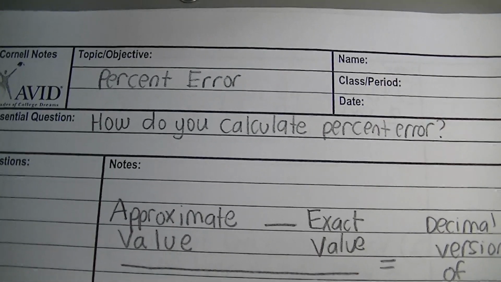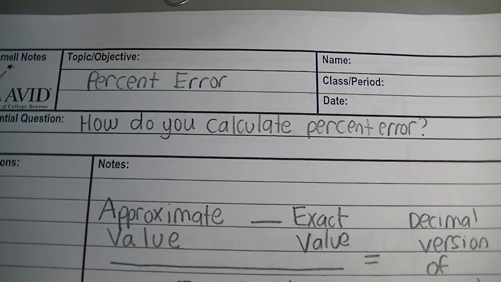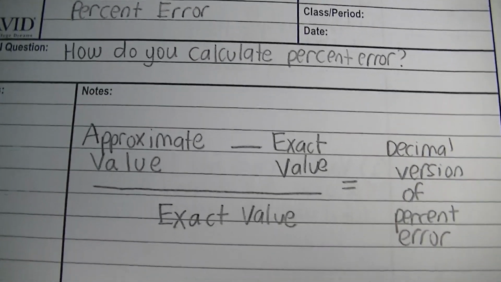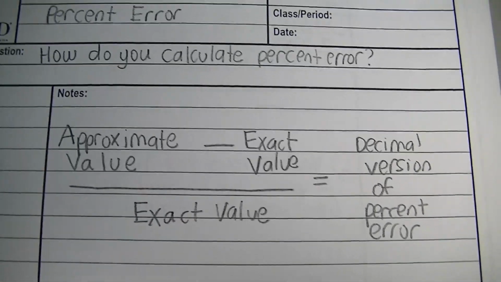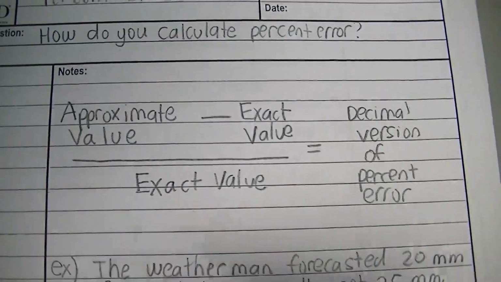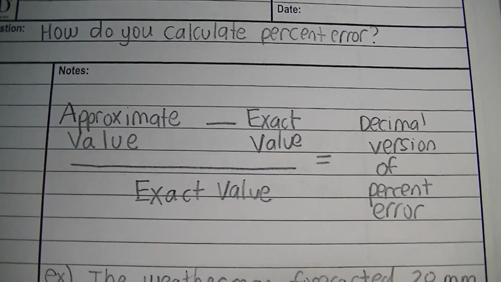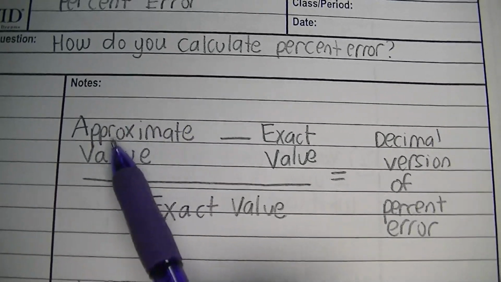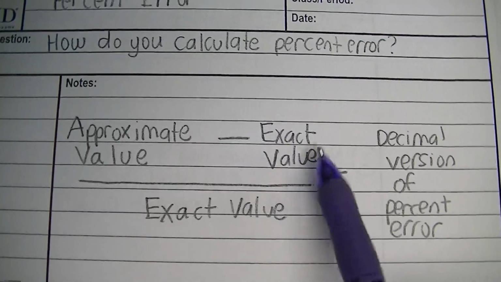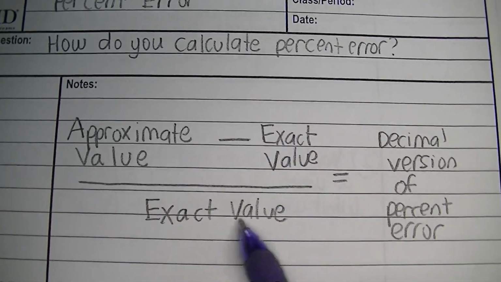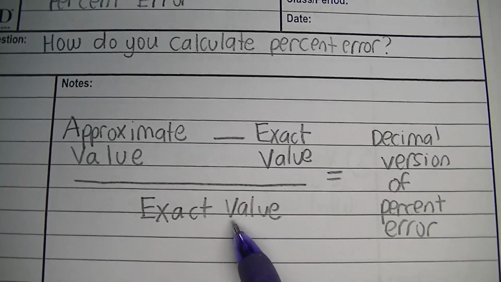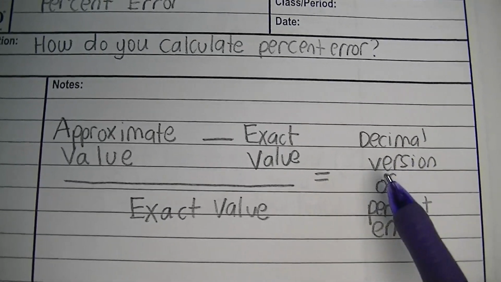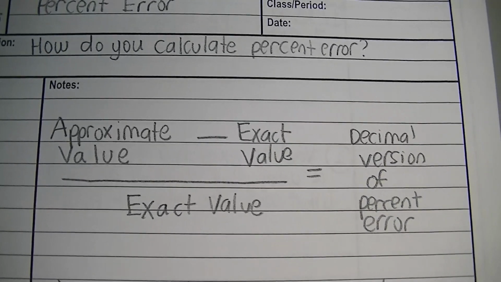These notes cover percent error. The essential question is, how do you calculate percent error? This is part of the 7th grade math standards, and here is the equation in order to calculate the percent error. You would take the approximate value, subtract the exact value, and then divide that by the exact value. Once you do that, that's going to give you the decimal version of the percent error, and then from there you just convert it to a percentage.